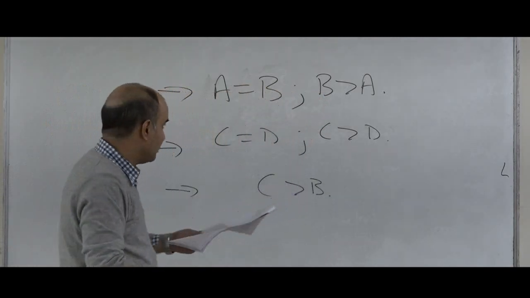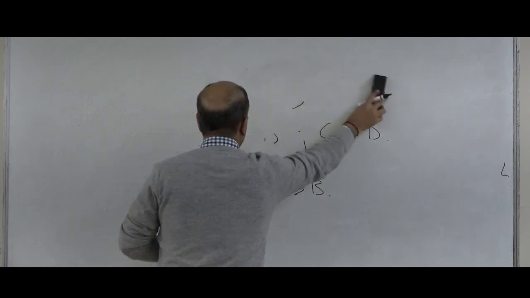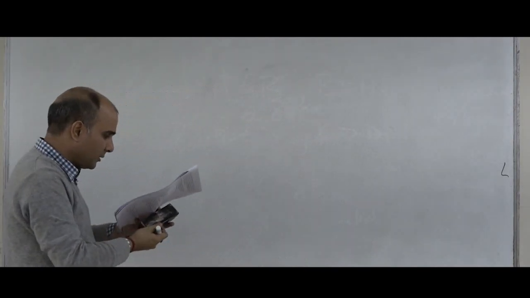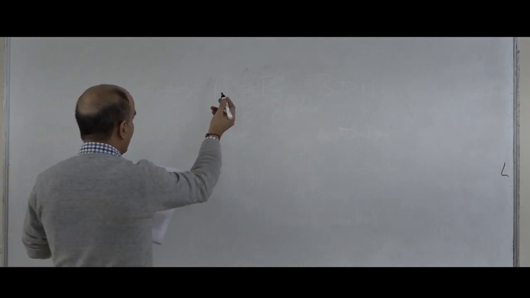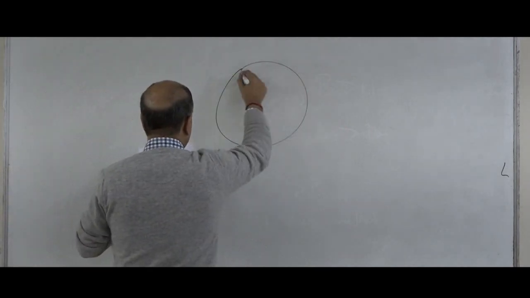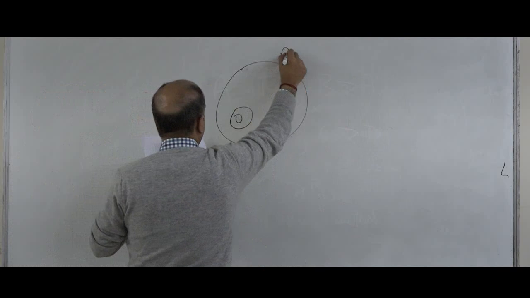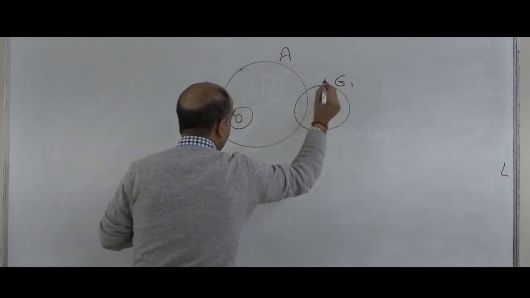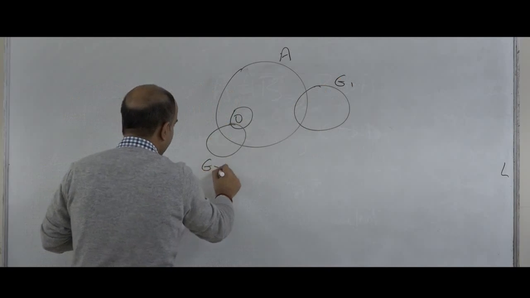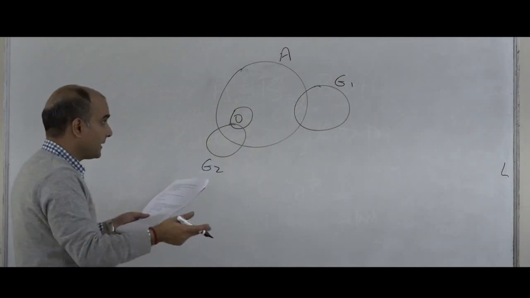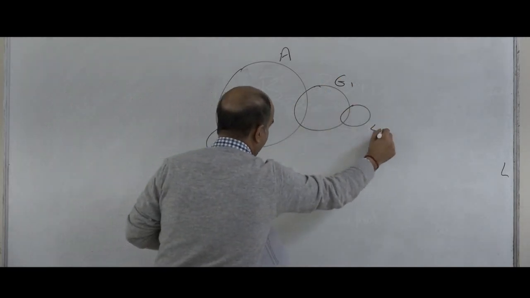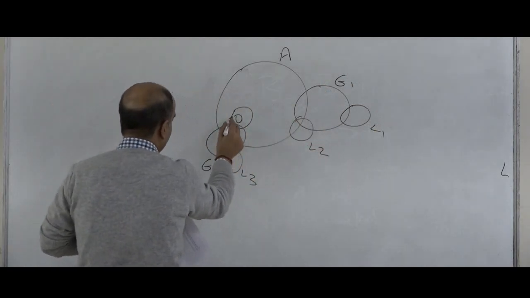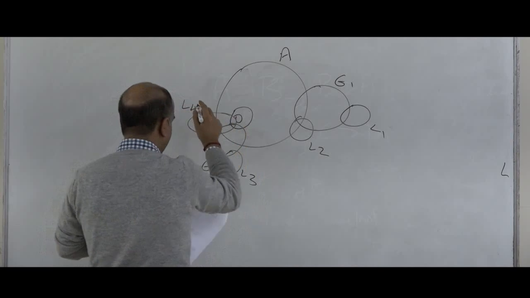Question number 62 is again a question based on syllogism with multiple options. First statement here says all oranges are apples. Second statement, some apples are grapes. Grapes can come like this, or grapes can even overlap with oranges. Some grapes are lemons. So, lemons can come over here, over here, over here, and lemons can also come over here.